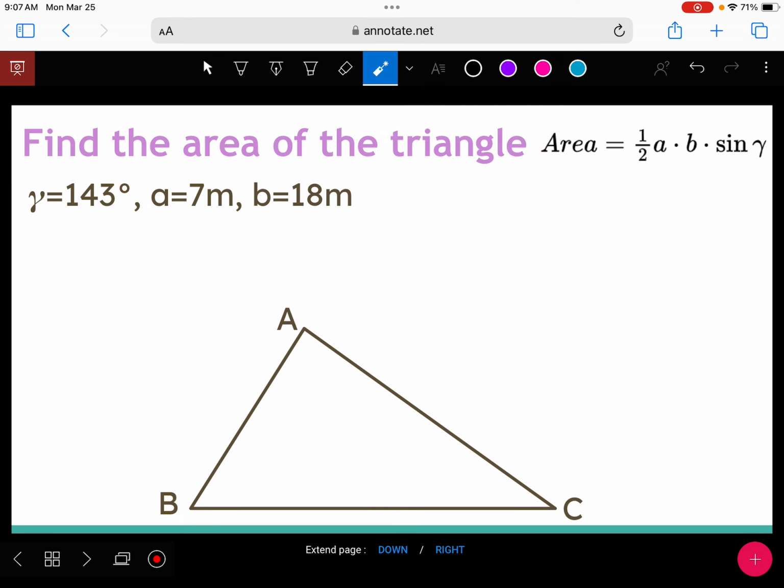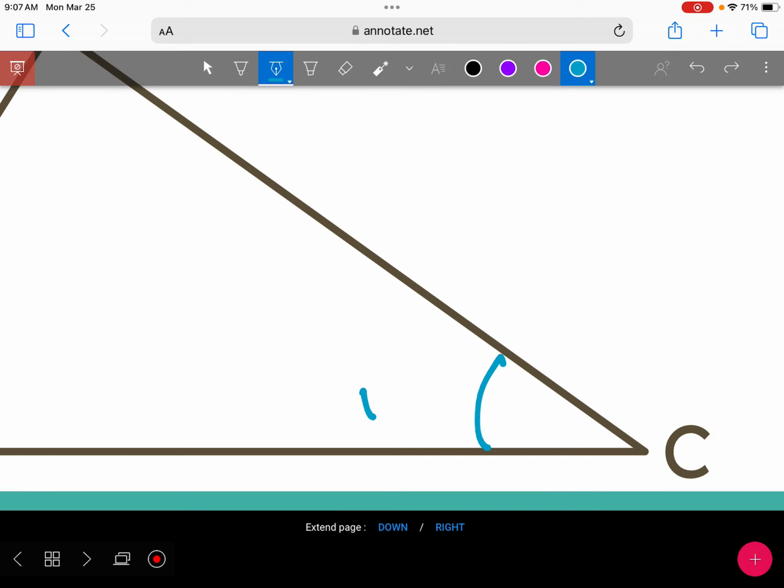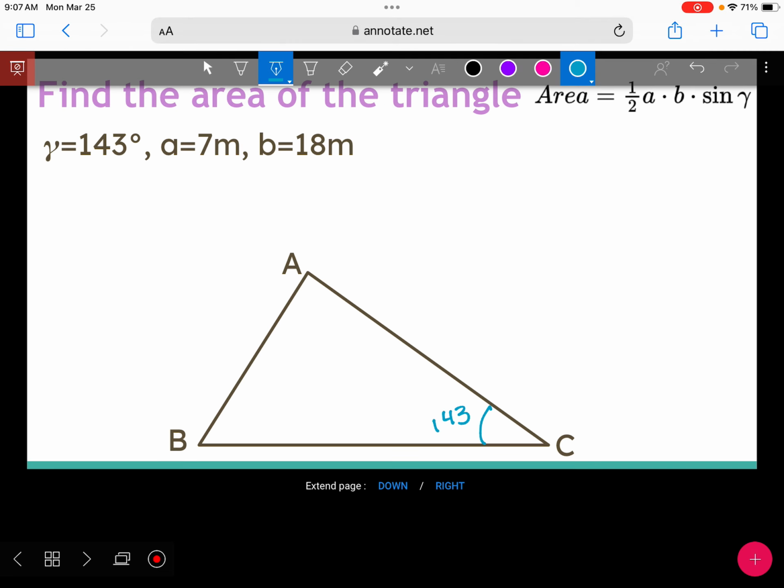So here we're going to be given a triangle and we're given some information. We've got our gamma, side A, and side B. So I know that this angle is 143 degrees. I know side A is 7 meters and side B is 18 meters.